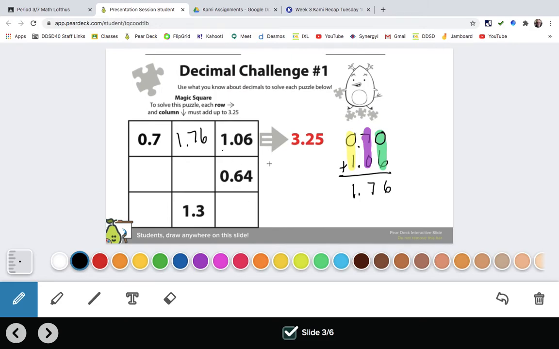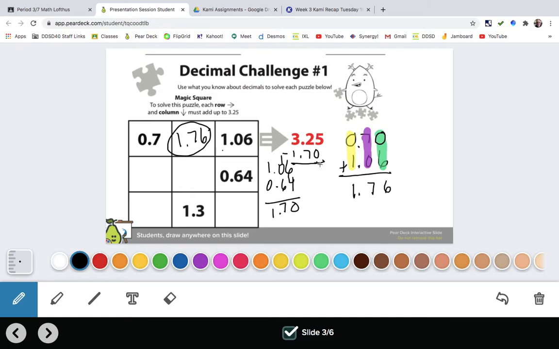Another example, I'm going to add 1.06 to 0.64. That's 1.70, and then I'm going to subtract 1.70 from 3.25. And I'm realizing that I made a mistake back here, so I'm going to fix that in just a minute. I forgot to subtract it from 3.25.